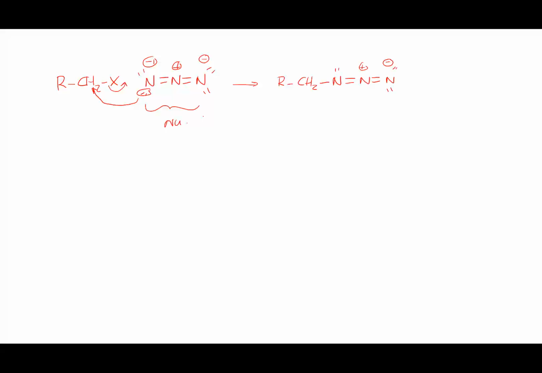Now, what can I do with this? Well, what I can do is write its resonance structure. And in its resonance structure, I want to create a leaving group. The best way to create a leaving group out of an azide is to create a nitrogen gas molecule in it. So what I want is an N triple bond N at the end.